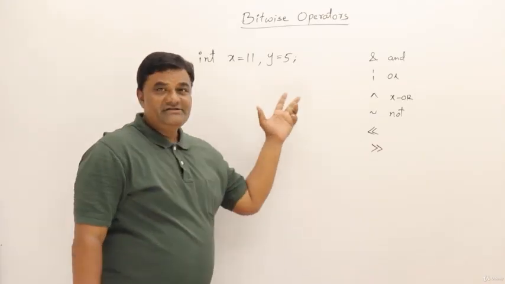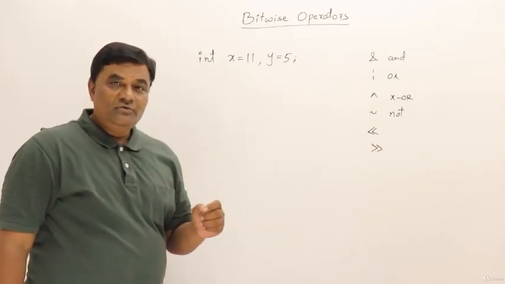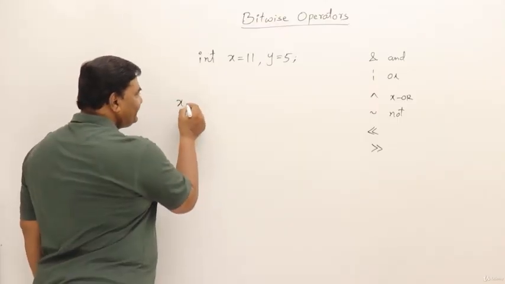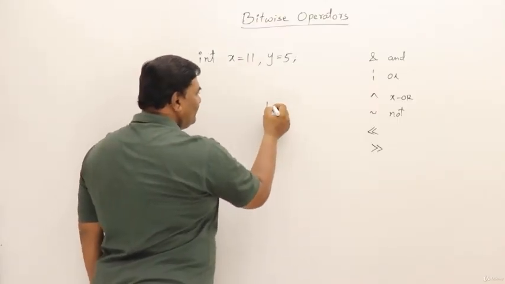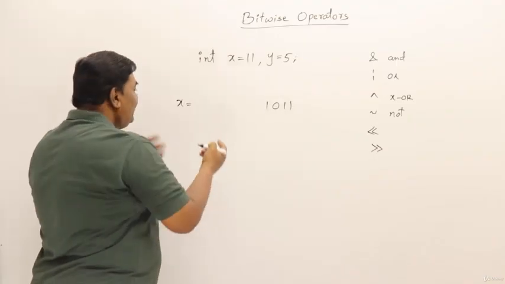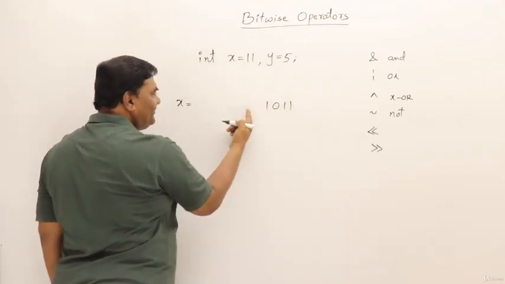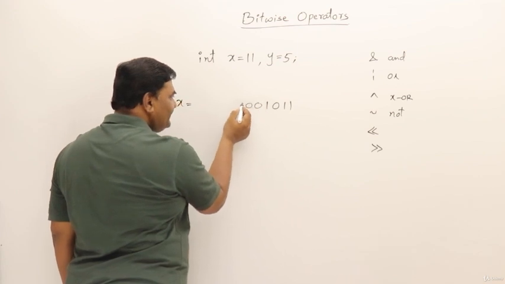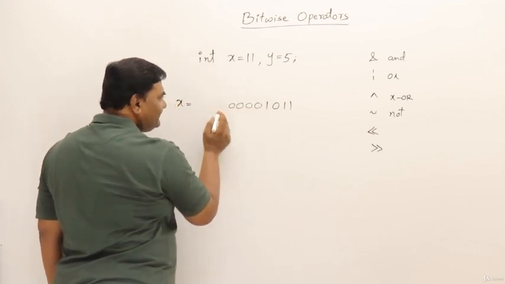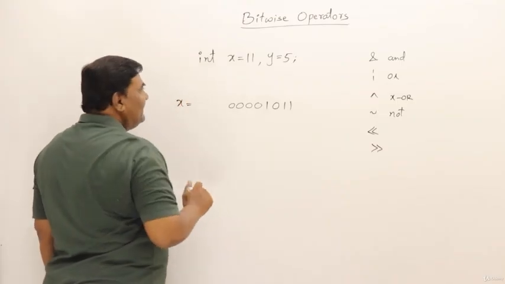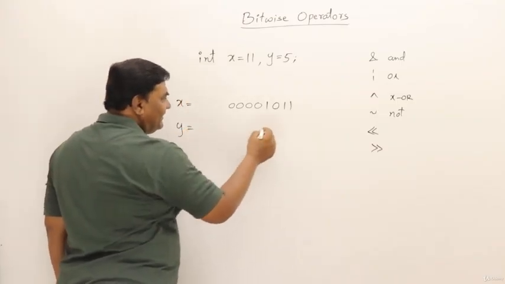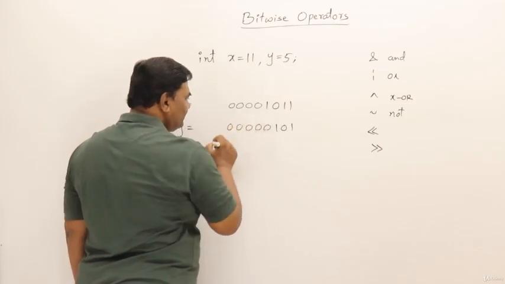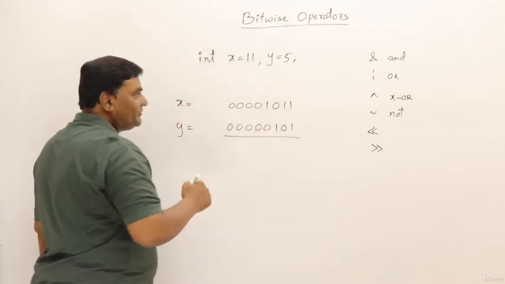Now, these two integer variables I have taken, we know that these numbers are actually stored in the binary form. So what will be the value of x in the binary form? 11 means 1011. If I say integer takes 2 bytes, then it will be total 16 bits. So 4 bits are there, then the remaining all bits will be 0 only. But I will not write all 16 bits, I'll just write 8 bits here. Then same way, y value 5, it is 101, and the remaining bits are all zeros. So let us understand this upon 8 bits only.